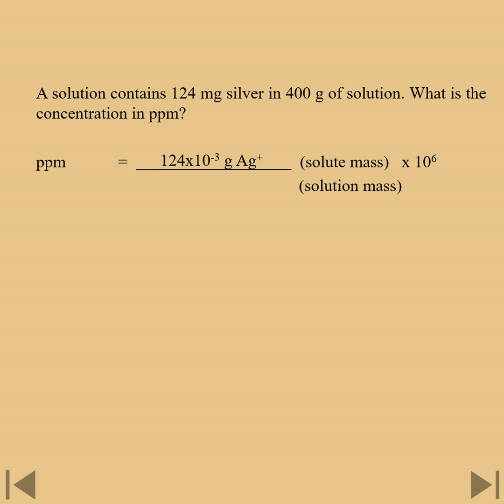And my total, 400 grams of solution, and I didn't have to add in anything because that is my total. And even if I did have to add in that 124 milligrams, that would have been so far down in my significant figures it wouldn't have shown up. And that gives us a 310 parts per million silver ion solution.